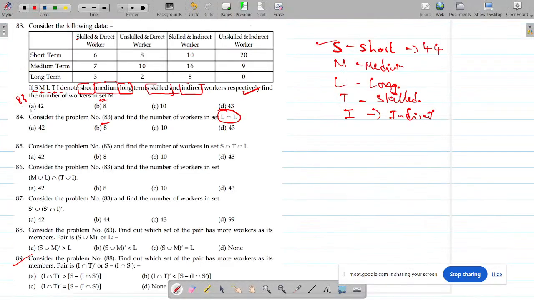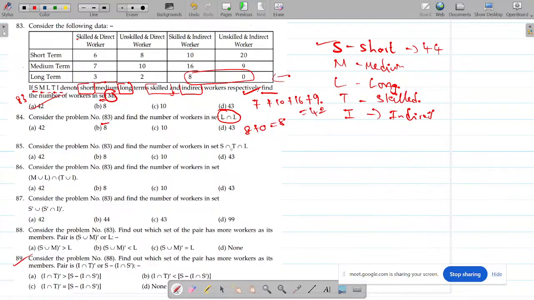So what is question number 83? You have to find the number of workers in set M. M means medium term. So 7 plus 10 plus 16 plus 9. What's the value? 42. Okay. For 84, you have to find L intersection I. L is long term, so this full area in common with I. I is indirect, so 8. So 8 plus 0 is 42.